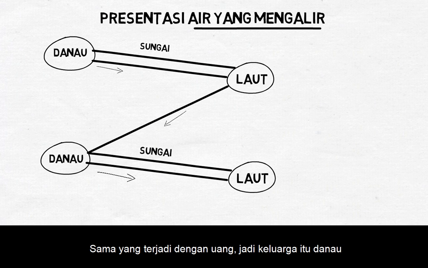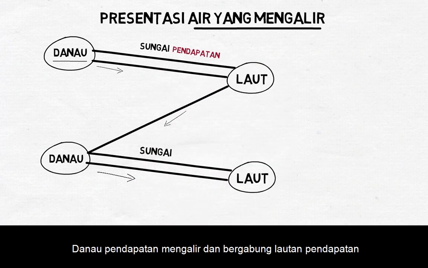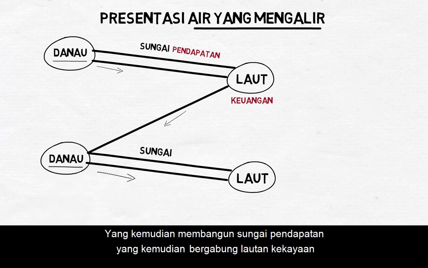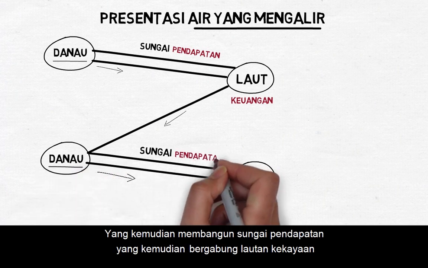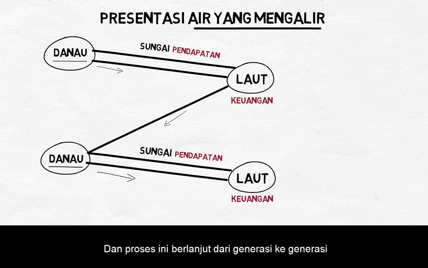The same is happening with money. So a family is a lake. That family builds a river of income. That river of income goes and joins the ocean of wealth. This ocean of wealth then becomes the lake for the next generation, which then builds a river of income, and that goes and joins the ocean of wealth. And this process continues from generation to generation.